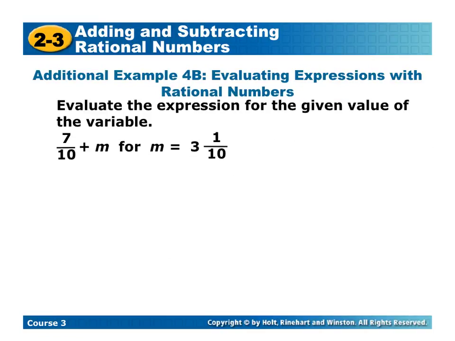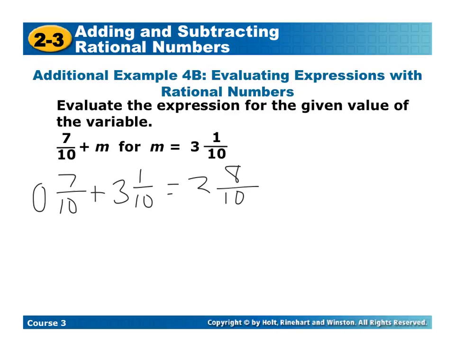For our next one, we're going to look at an example when we're actually going to use a variable in there and then substitute a value in. So we have 7/10, and we're going to add in a value for m, which is going to be 3 and 1/10. Here we're going to keep our denominators the same. 7/10 plus 1/10 is going to be 8/10. Here this is like 0 and 7/10, so 0 plus 3 is 3. So we have 3 and 8/10, but this can be reduced. Divide each by 2, and we get 4/5. So our final answer would be 3 and 4/5.